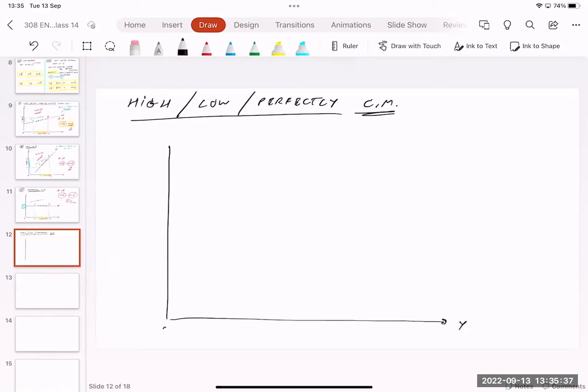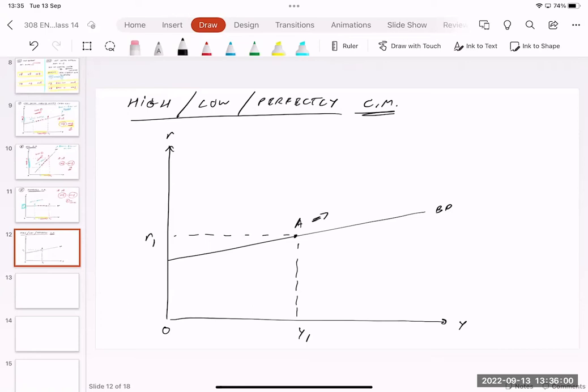On the horizontal is Y, on the vertical is R. Okay, let me use the case of high capital mobility. We have a BP curve like this. Do you still remember every point on the BP curve? For example, point A, Y1, R1. Every point on the BP curve, what does it mean?